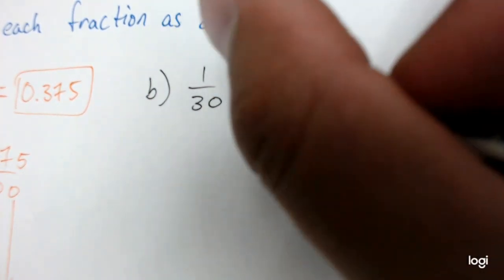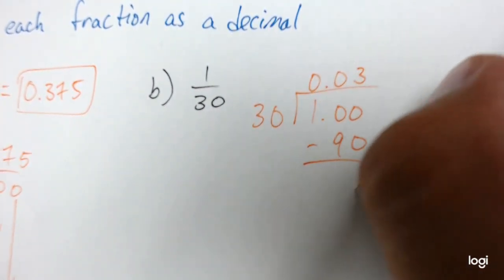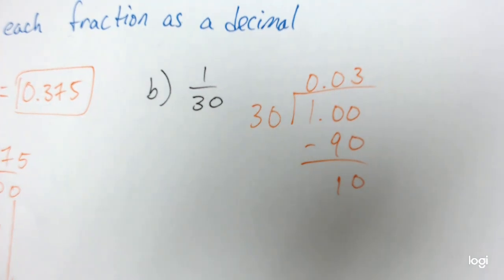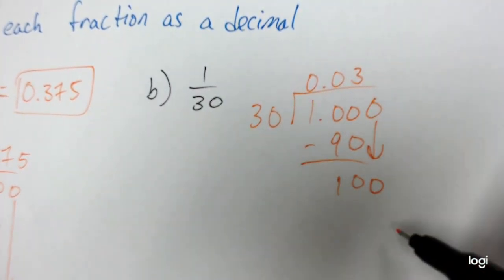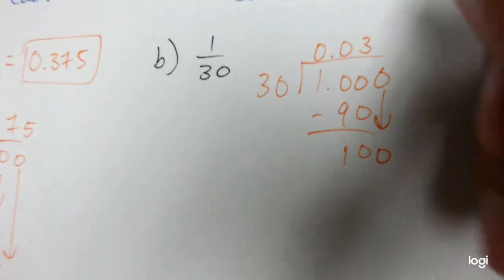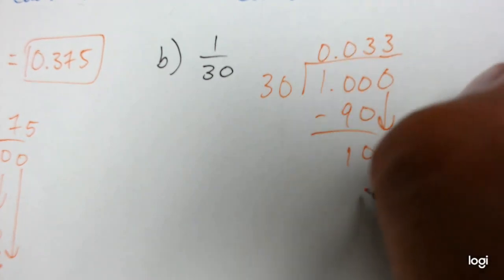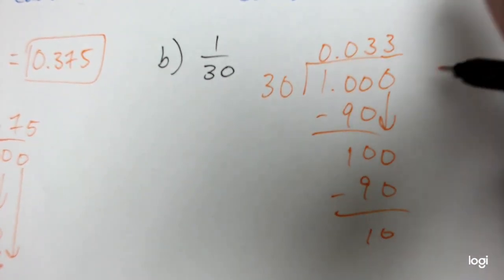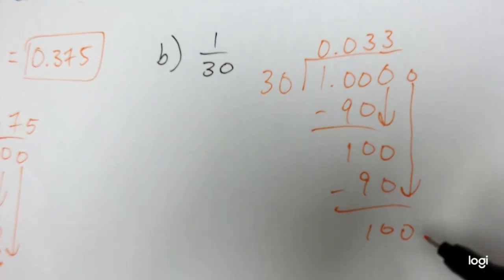Right? 3 times 0 is 0. 3 times 3 is 9. Subtract, and I've got 0 and 10. I need to add another 0. I bring that down, and I've got 100. I just did that. Okay, that's fine. I know it goes in 3 times. 3 times 0 is 0. 3 times 3 is 9. Subtract, I've got 10. I need to add another 0. Bring it down. I've got 100 again.